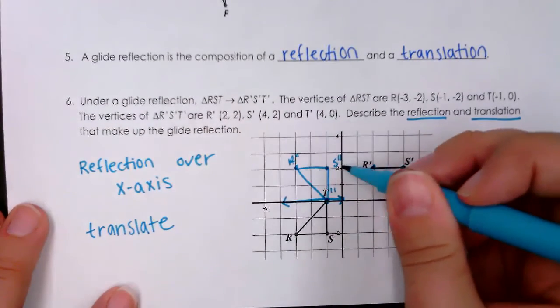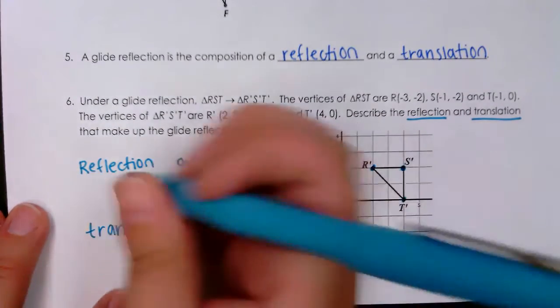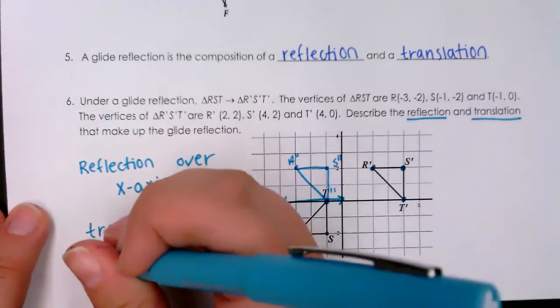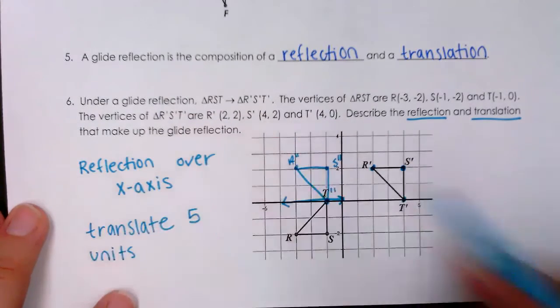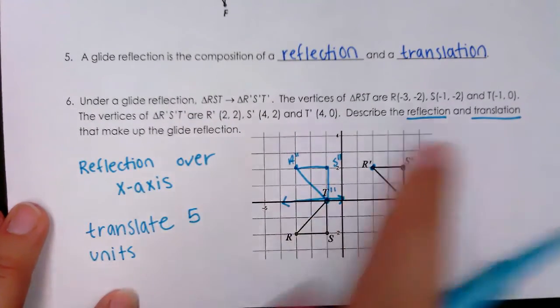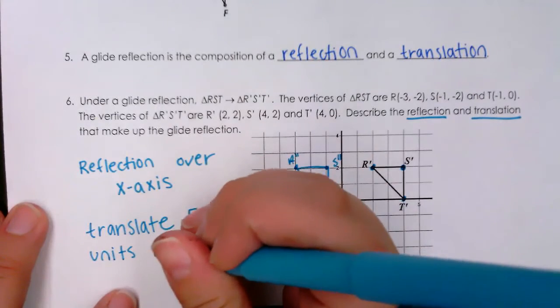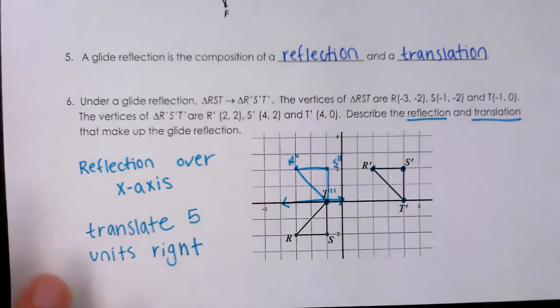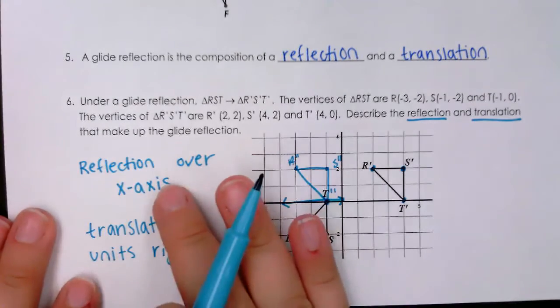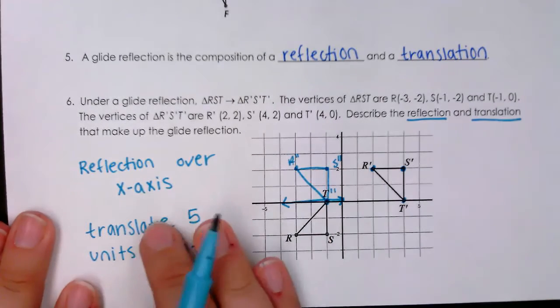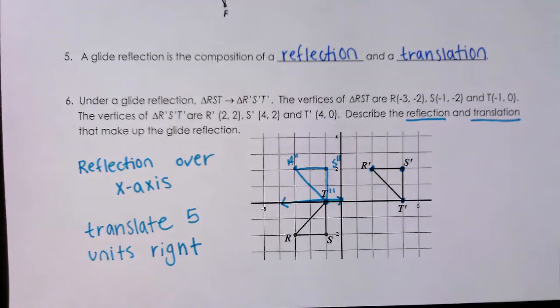And we said 1, 2, 3, 4, 5 units. And we moved in the right direction. So we say right. And that's how we perfectly describe transformations. So we have to say what line of reflection, we need to say how many units and in what direction, and there is the glide reflection.